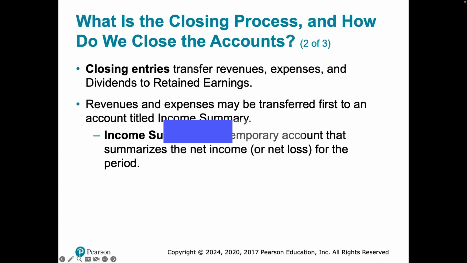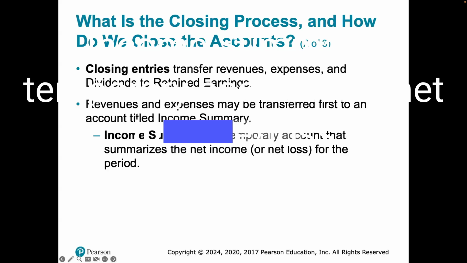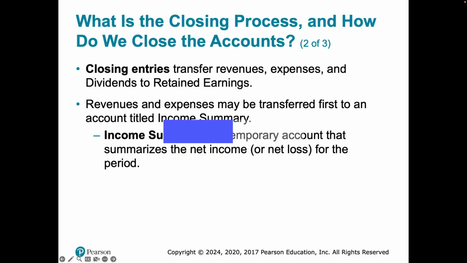And that holding place is the account income summary. This is a temporary account that summarizes net income or net loss for the period. What we do is combine our revenues and expenses and transfer them over to this temporary account, income summary, to then calculate our net income or our net loss, which we then transfer over to retained earnings. Now, dividends, that account will close out and go straight to retained earnings.